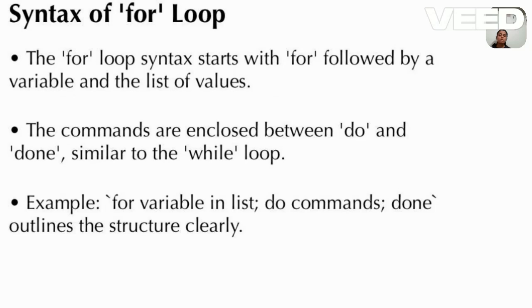When it comes to the syntax of the for loop, it starts with for followed by a variable and a list of values. The commands are enclosed between do and done. See, it is similar to the while loop. For example, for variable in list, do commands done outlines the structure clearly.